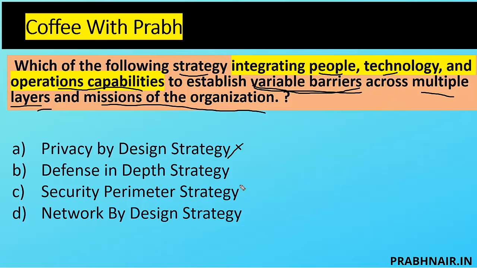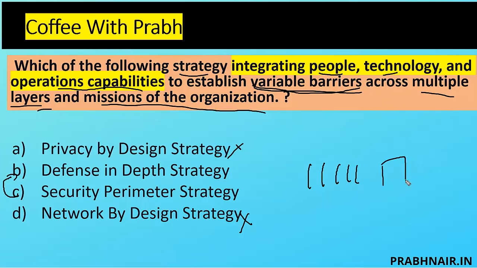Security perimeter strategy is also true. Network by design strategy is all about creating a network topology, so D is definitely removed. So B and C are there. C is basically part of B. So defense in depth is what? It's a layer of controls that we create.